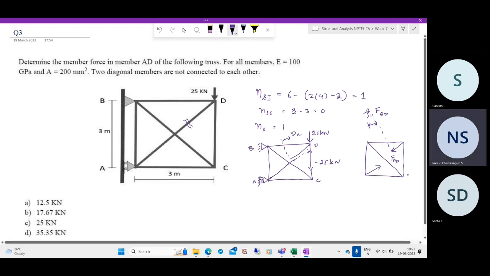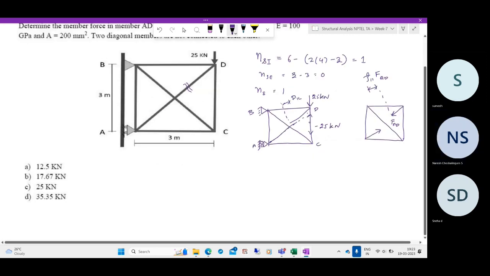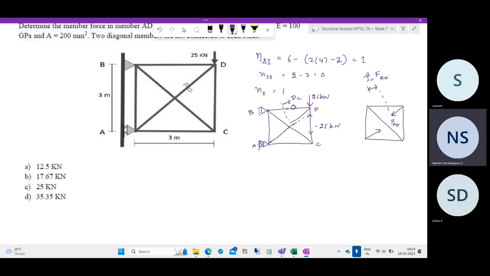So we were analyzing the primary structure under the applied vertical force of 25 kilonewtons. This will be a zero force member since there's no horizontal force. This will be minus 25 kilonewtons, and there is no other force in this. The vertical force is compressive here. This will be tensile 25 root 2, from the 45-degree triangle, and this will be 25 compressive.